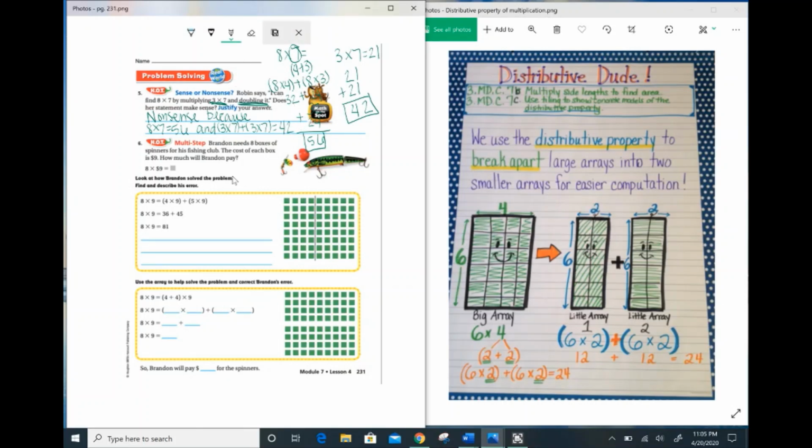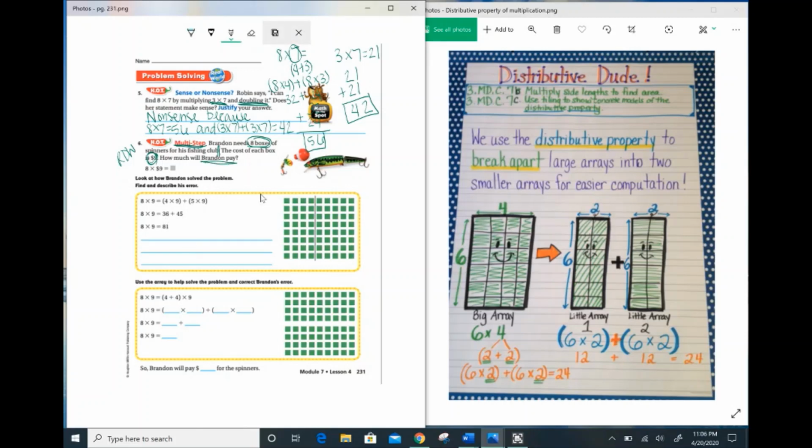Our next one is kind of long. It's a multi-step problem. So let's go ahead and use our read, draw, write. So Brandon needs 8 boxes of spinners for his fishing club. The cost of each box is $9. How much will Brandon pay? He needs 8 boxes of spinners for his fish club. The cost of each box is $9. How much will Brandon pay?